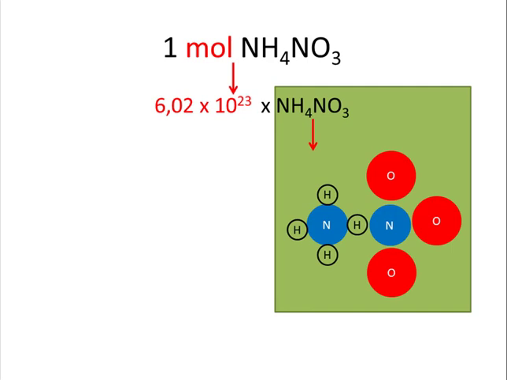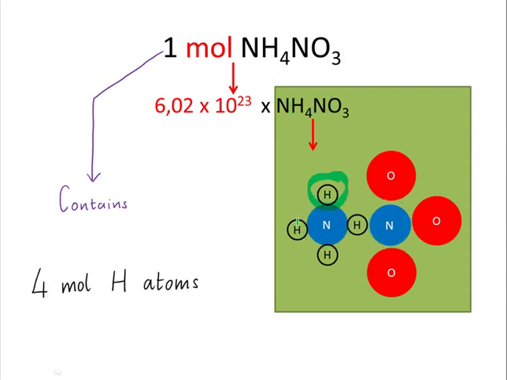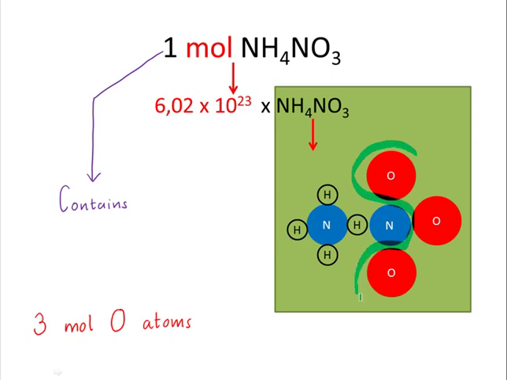Ammonium nitrate. The formula of ammonium nitrate is NH4NO3. So if you had a mole of ammonium nitrate, then inside there you would have 2 moles of nitrogen atoms, 4 moles of hydrogen atoms, and 3 moles of oxygen atoms.